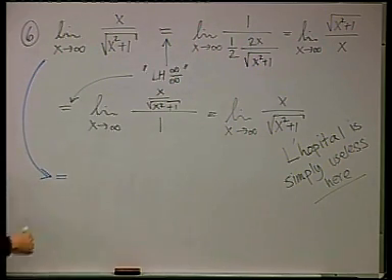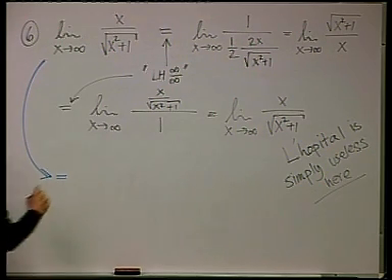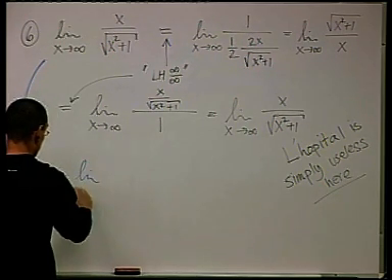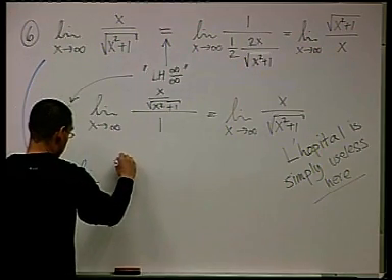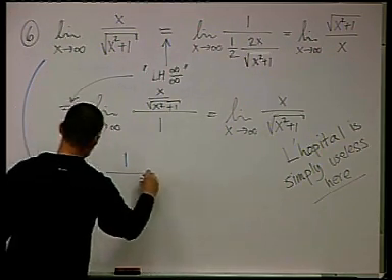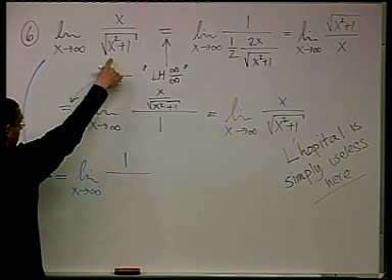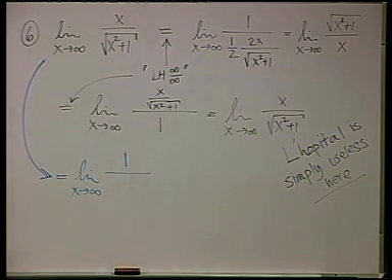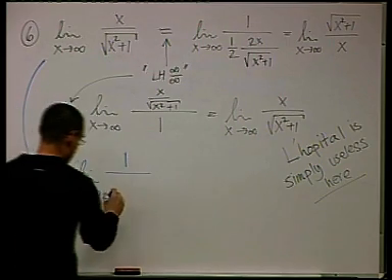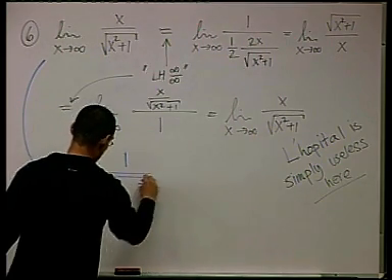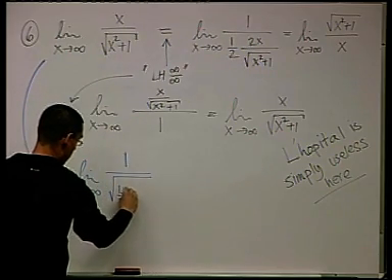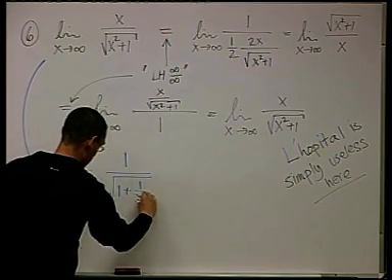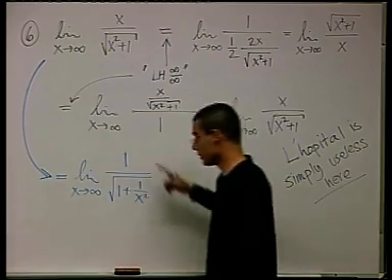You can divide top and bottom by x, as somebody suggested correctly. So we get limit x goes to infinity. Dividing top and bottom by x, I get 1 over, instead of dividing by x, I'm going to divide by root x squared, so putting that x under the root. So I'm going to get the quotient of x squared divided by x squared, which is 1, plus 1 over x squared. Do you agree to this step?